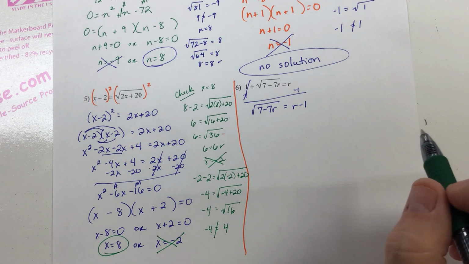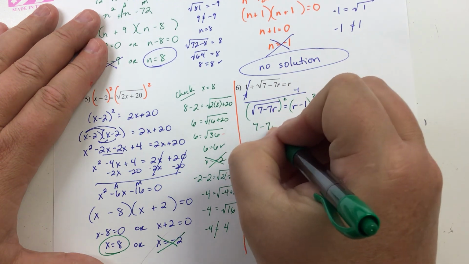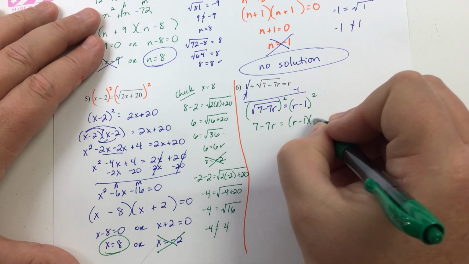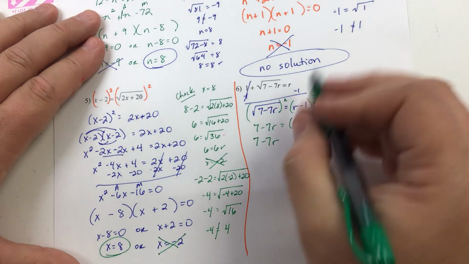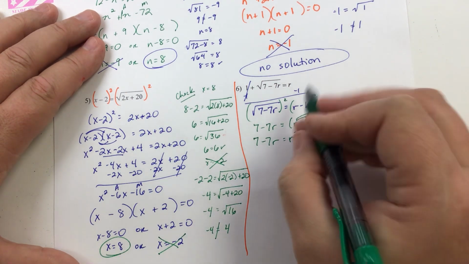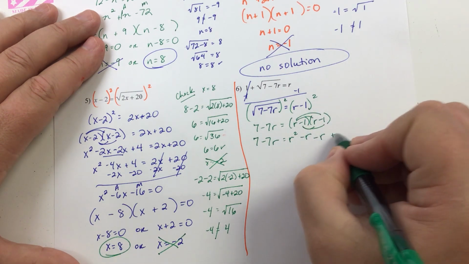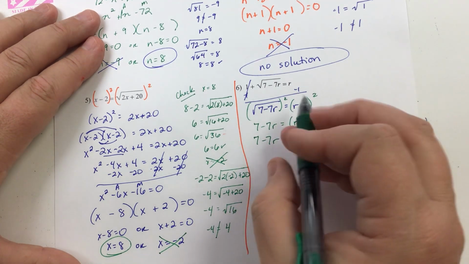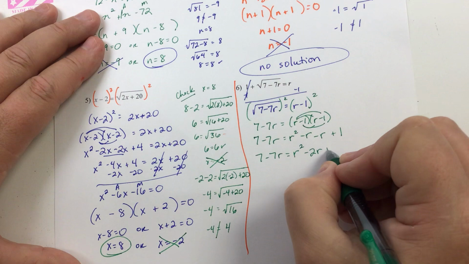So our next step is going to be to undo the radical. So we are going to square both sides. So we have 7 minus 7r equals, and then when you square r minus 1, that's the same thing as saying r minus 1 times r minus 1. If I distribute, just like I did on the previous problem, r times r is r squared, r times negative 1 is negative r, negative 1 times r is also a negative r, and negative 1 times negative 1 is a positive 1. My next step is going to be to simplify the right side of the equation. So again, 7 minus 7r equals r squared minus 2r plus 1.